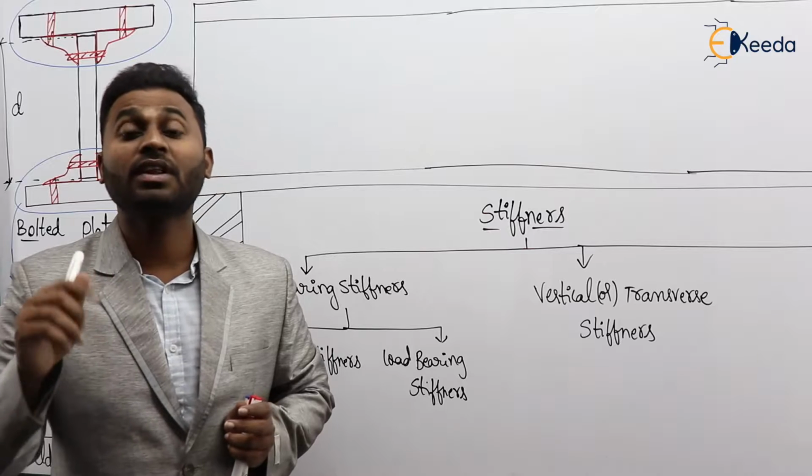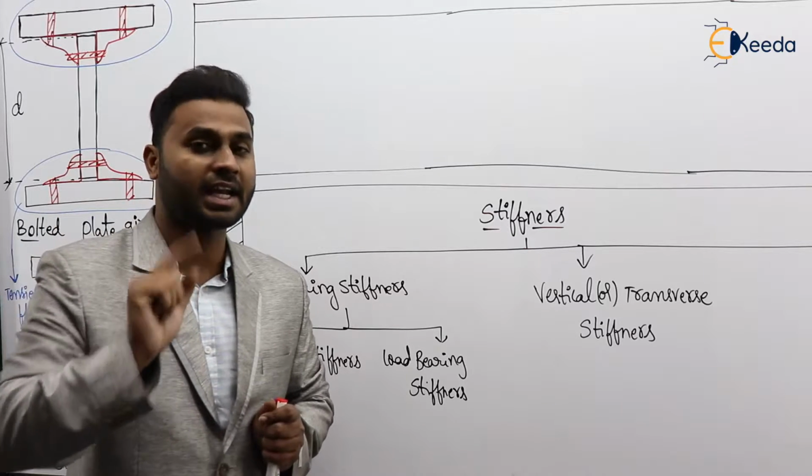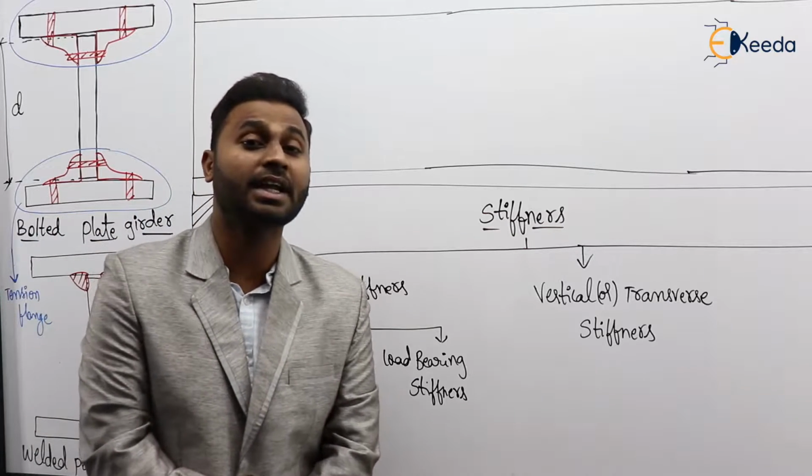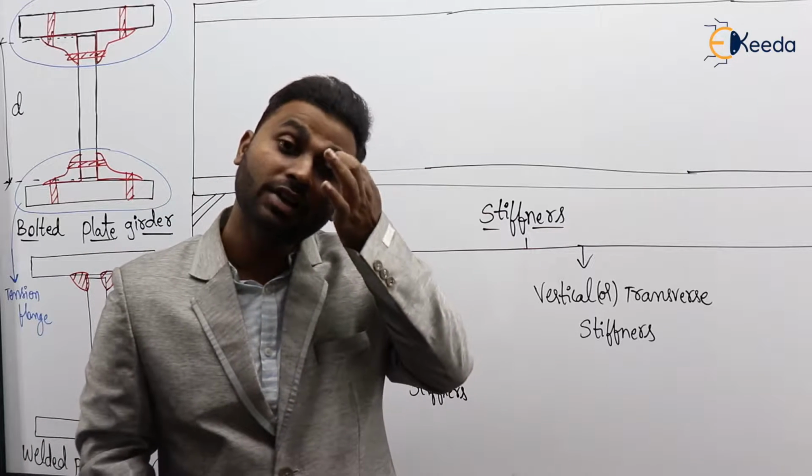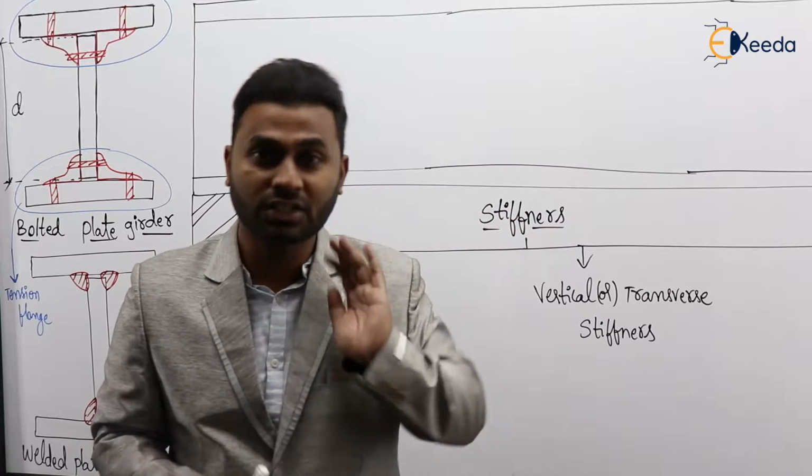deflection, and after that there exists one more criteria, that is secondary criteria. Agree or not? What are those secondary criteria? Mainly web buckling and web crippling. Agree or not? And that too we have discussed in detail what is web buckling and what is web crippling.